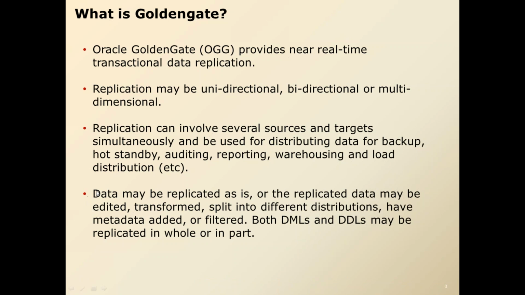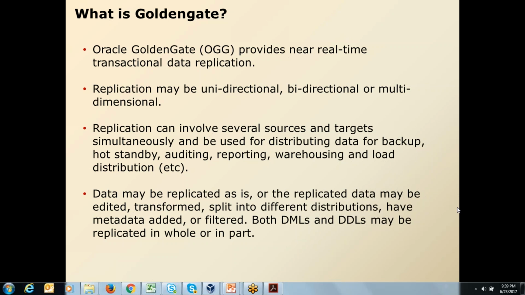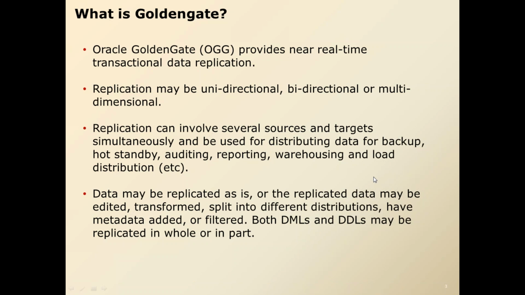The advantage of Oracle GoldenGate is you could use it for replicating the data as it is. Or you can perform data filtration and transformation with Oracle GoldenGate. Data may be replicated as it is, or the replicated data may be edited, transformed, split into different distributions, or you could have metadata added or filters added. Both DML and DDL may be replicated in whole or in part.